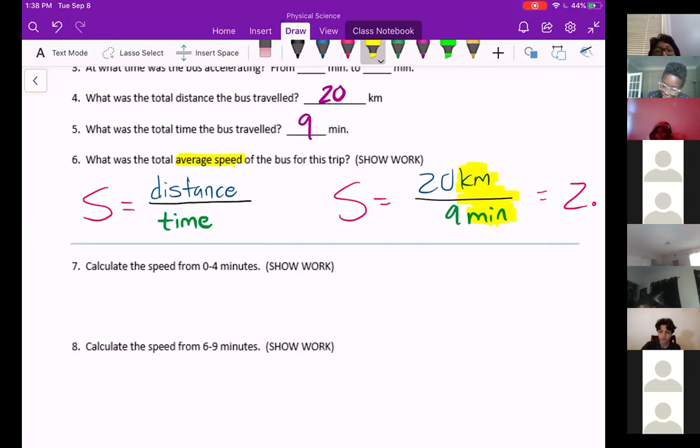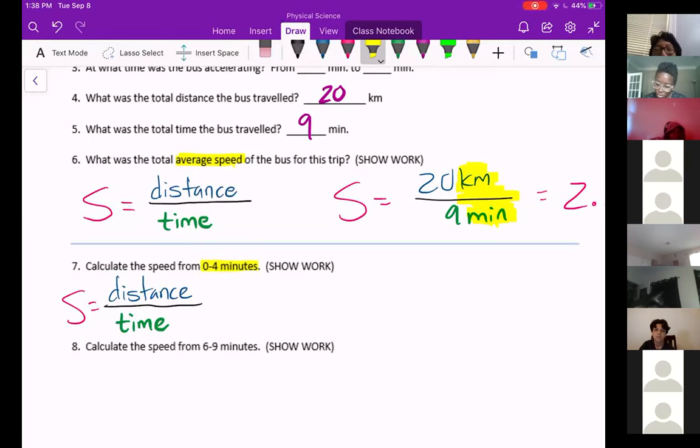So we're still gonna do speed, okay? And speed is still distance divided by time, all right? But now, because they want to know it just for 0 to 4 minutes, we have to use slope, okay?